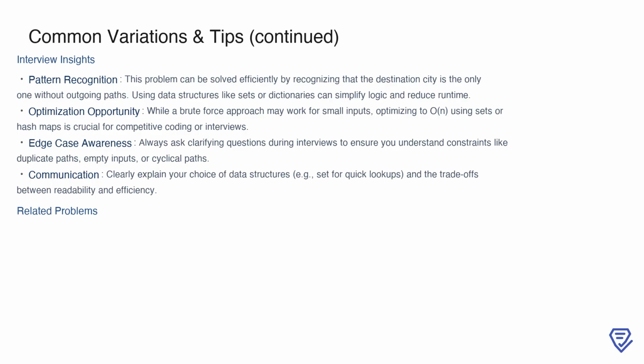Additionally, edge cases should never be overlooked. Take the opportunity to ask clarifying questions about constraints such as duplicate paths, empty inputs, or cyclical paths. These questions not only help refine your understanding but also showcase your attention to detail. Finally, communicate your thought process clearly. Explain why you're choosing specific data structures, like sets for quick lookups, and discuss the trade-offs between code readability and efficiency. This approach demonstrates both technical skill and strategic thinking.